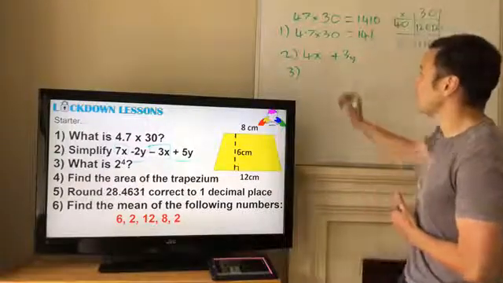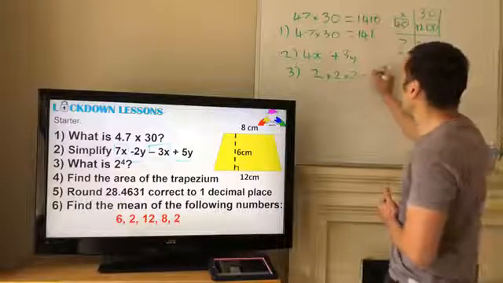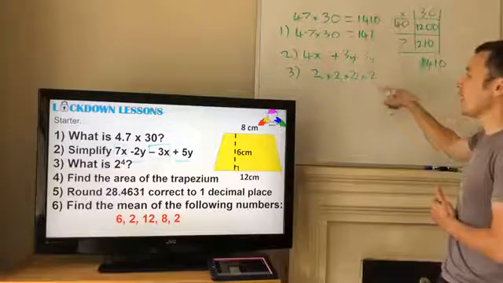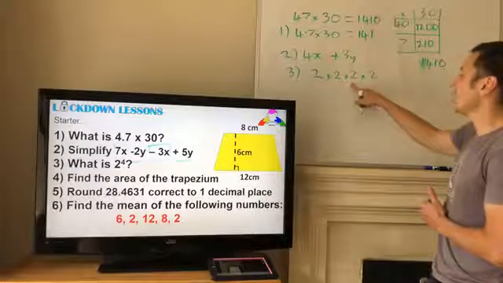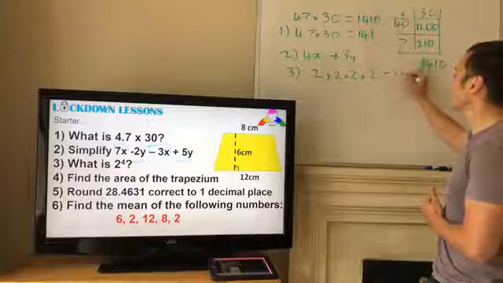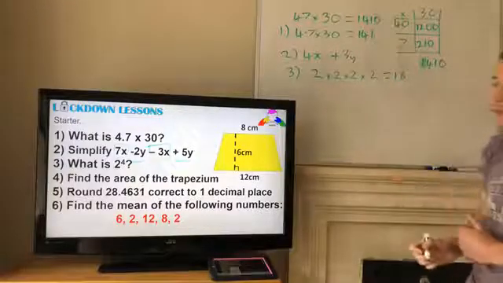Question 3, 2 to the power 4 is 2 times 2 times 2 times 2. Don't then write down 8. 2 times 2 is 4, 4 times 2 is 8, 8 times 2 equals 16. I've seen that as a GCSE question so many times, 2 to the power 4.